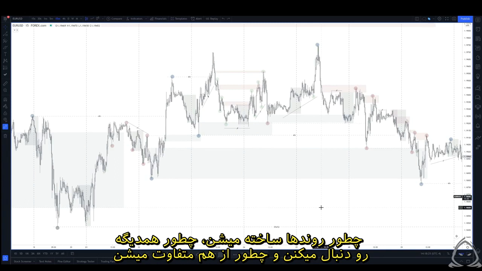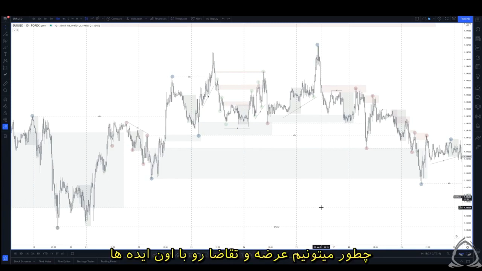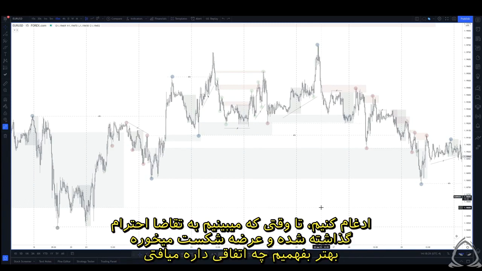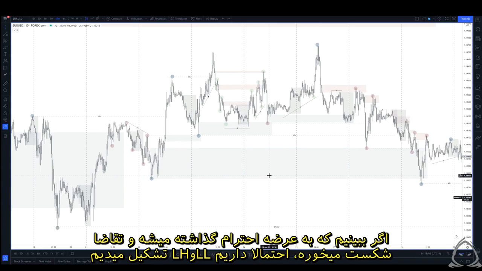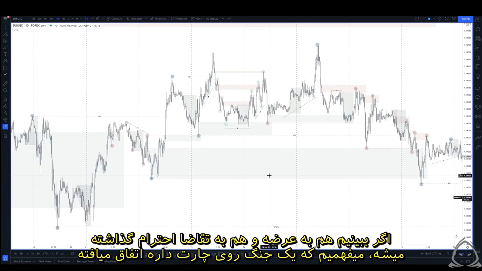they deviate from one another, how we can include supply and demand into those concepts to better understand what is happening when we see demand being respected and supply failing. We know we're likely putting in higher highs and higher lows. If we start to see supply being respected and demand failing, we're probably putting in lower lows and lower highs. If we start to see supply being respected and demand being respected, we know there's a little bit of a fight that's going on the charts.